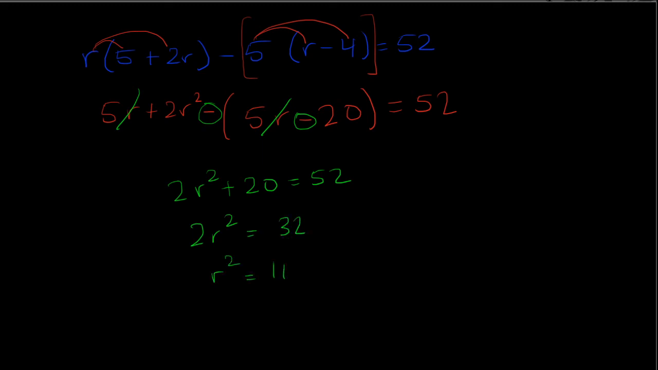R squared is going to be 16, and that will give us r is plus or minus 4. But in the beginning we said that r is positive, so it can't be negative. So we're going to remove the negative, and we'll say that r has to be 4. And that is the solution.